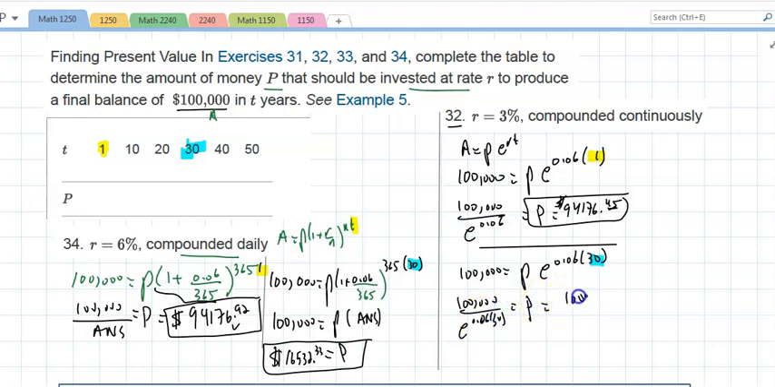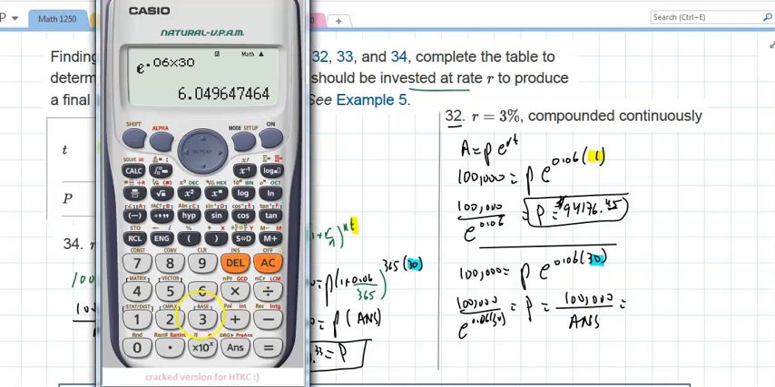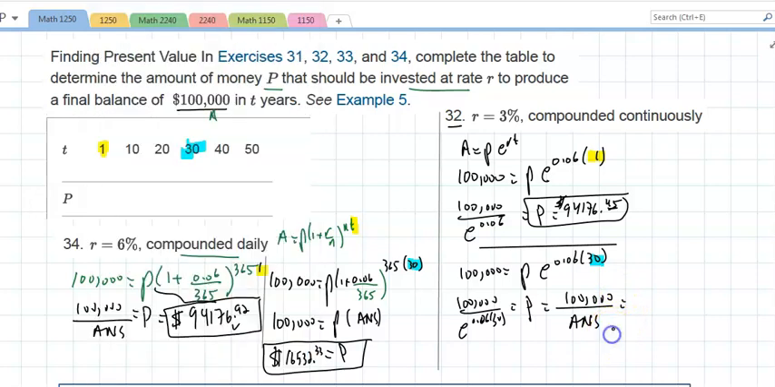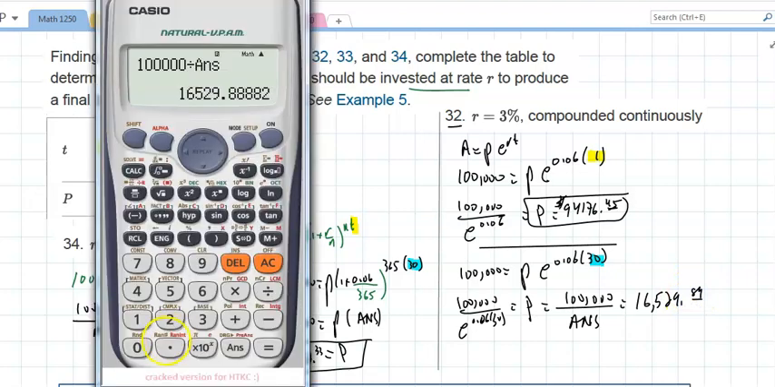Or I could say 100,000 if I'm using the calculator, and I am. And I'll do both for you. If I say 100,000 divided by my answer, I'll get 16,529.89. Now I could have done the whole thing in one shot.